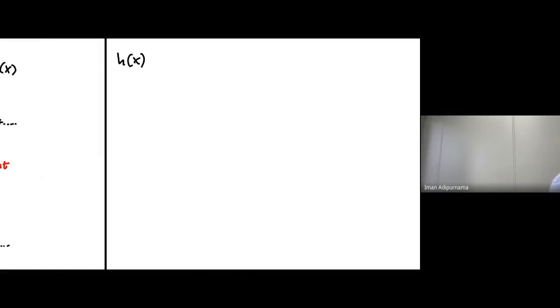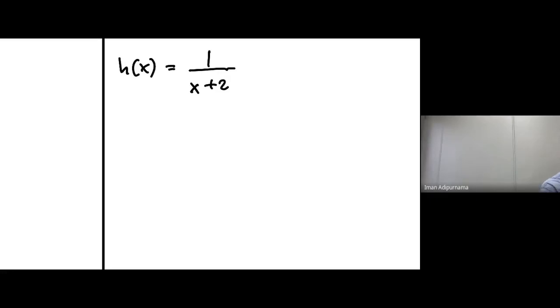If there is another function, h, which is 1 divided by x plus 2. Now this is a little bit tricky, but the idea is still the same. What you need to do is manipulate and rearrange the form from the original f. So I will write f is 1 divided by 1 minus x.